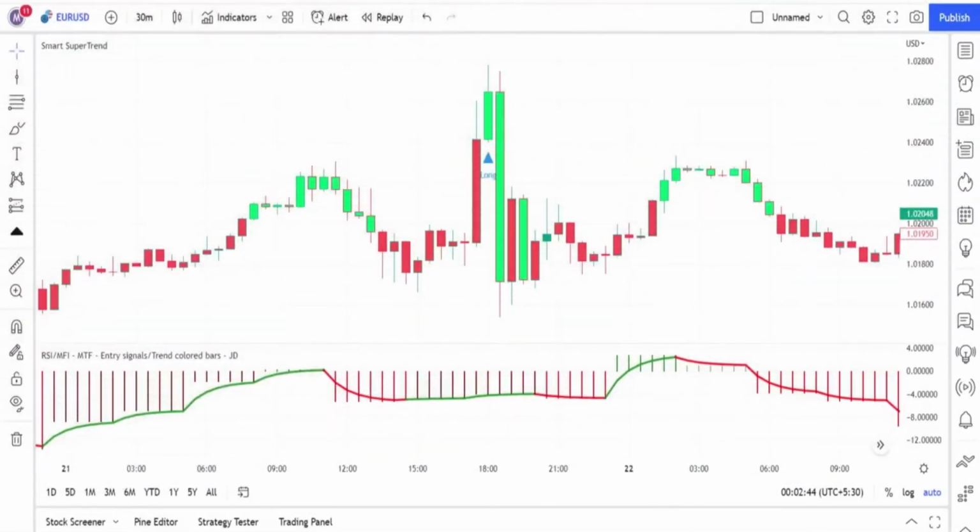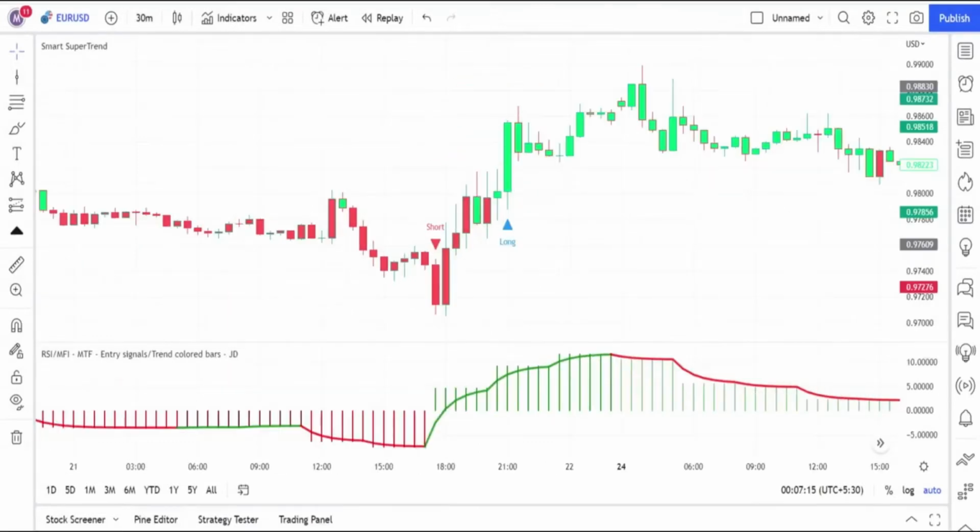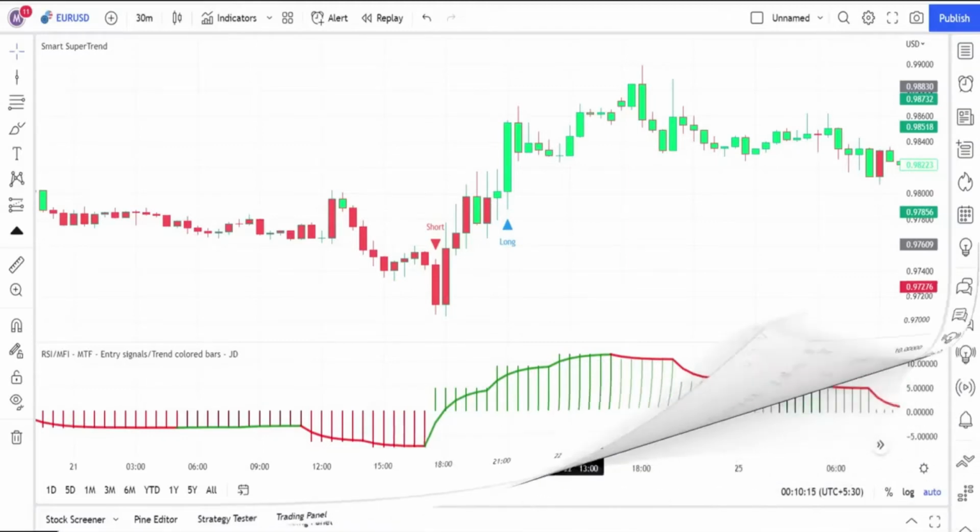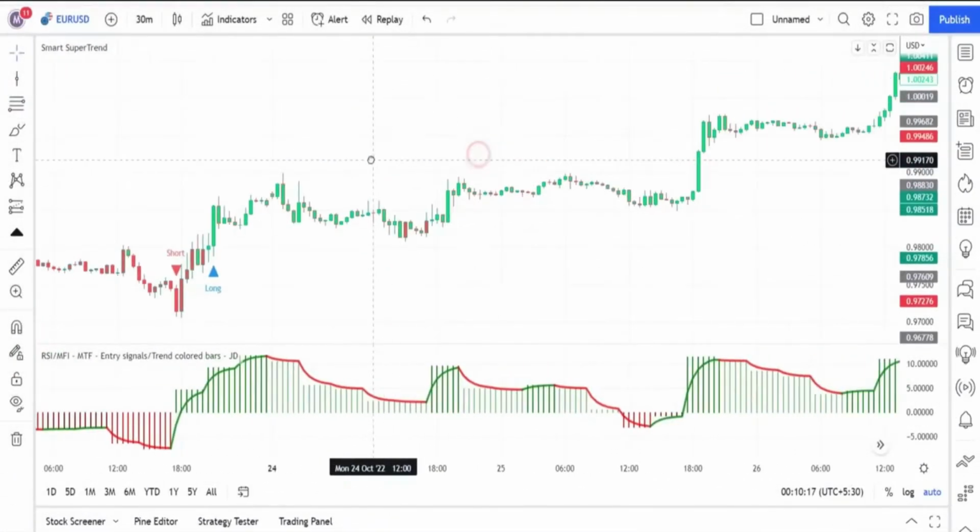Check out this short signal. This long signal is invalid because the histogram is green. Check out this long signal. This long signal is also invalid because the histogram is red. Always take the best trades according to the market's true momentum.